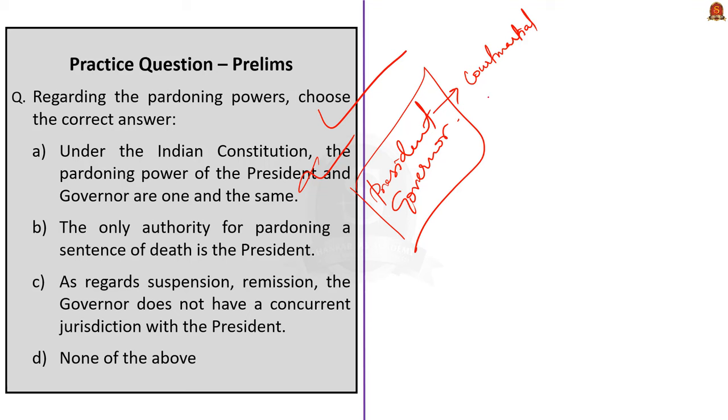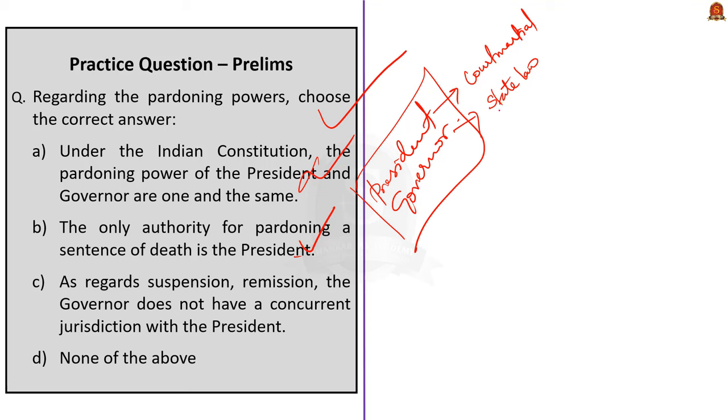Here the second statement says the only authority for pardoning a sentence of death is the president. Actually, this option is correct. Governor cannot pardon the death sentence even if a state law calls for the death penalty. However, the governor has the authority to suspend, remit or commute a death sentence.